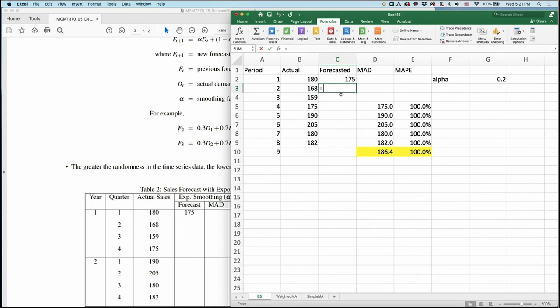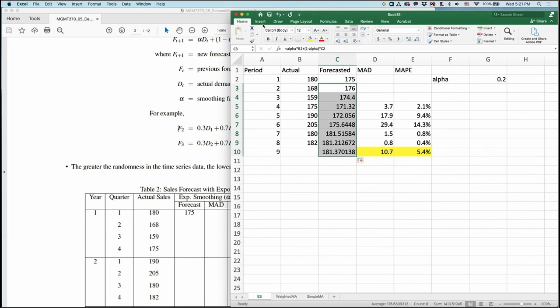So our forecast number is alpha times our previous actual, plus 1 minus alpha, meaning 80%, times our previous forecast number. So we just repeat this one, and we can compute our forecast information, right? With this, at the same time, we can start our MAD and MAPE from the beginning. So then you just copy up to here.